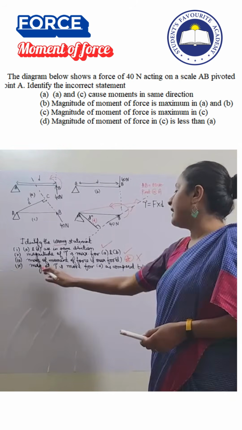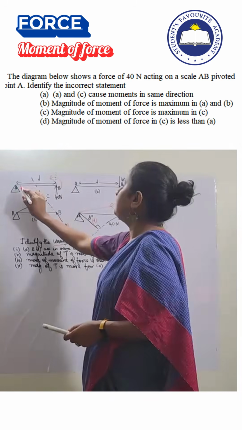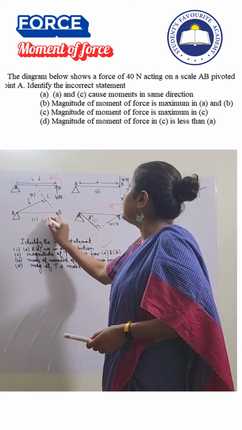And the fourth option, magnitude of torque is more for A as compared to C. Yes, it is because this is F into D and this is F into D dash and D dash is smaller than D.